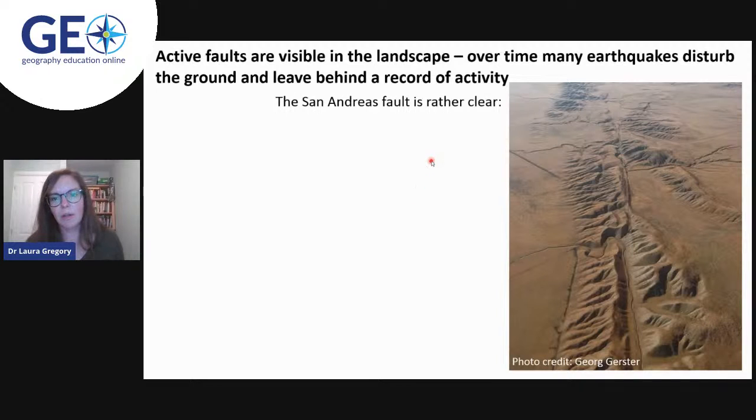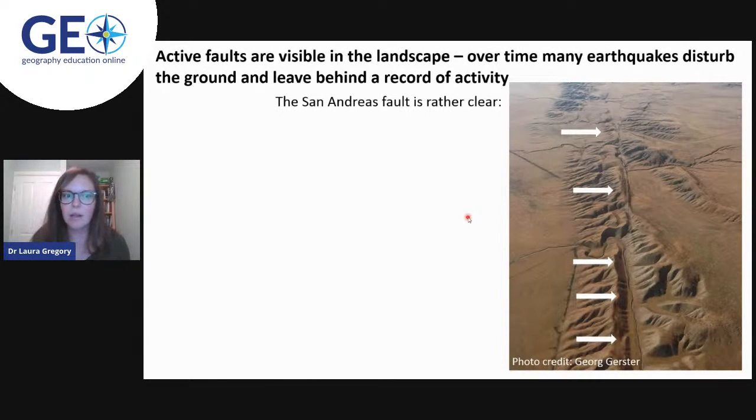So I talked about how the San Andreas is really obvious. Over time, lots and lots of earthquakes move, and that movement basically gets preserved at the Earth's surface. The San Andreas is in a desert, it's very dry here. If it was wet and forested, we wouldn't be able to see this as clearly because the effects at the surface would erode away. They would get removed by rain and erosion. But here we can see it really clearly.